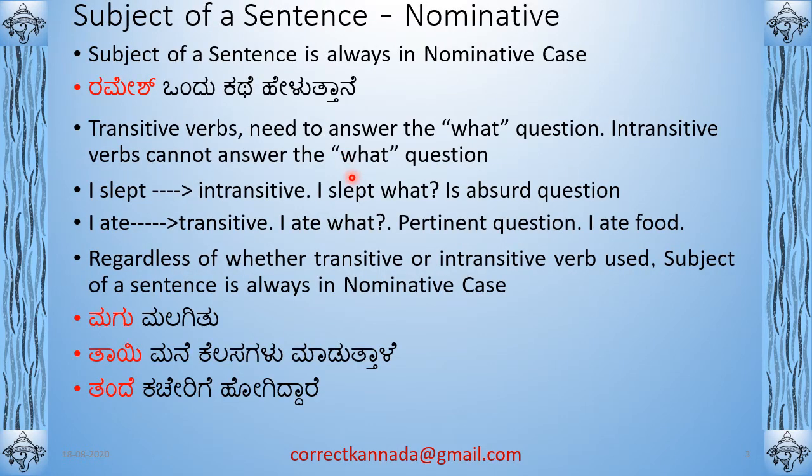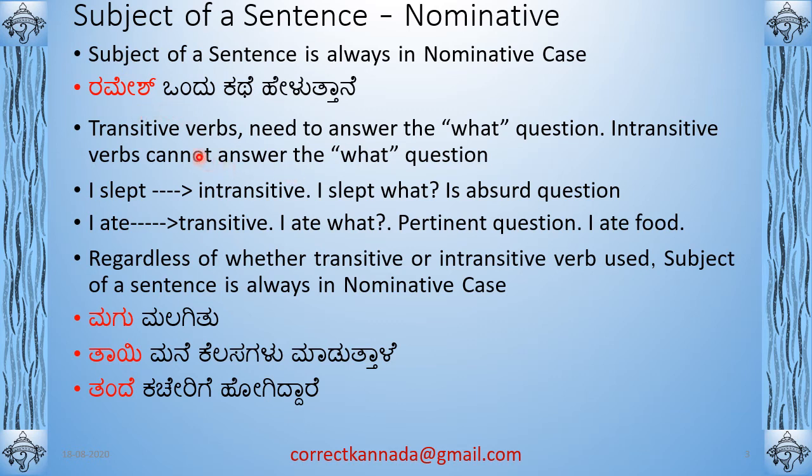First is the subject of a sentence. The subject of a sentence is always in the nominative case, meaning typically the subject is a noun, and that noun is always in the nominative case, the Prathama Vibhakti. Example: Ramesh Ondu Kate Heluttane. Ramesh is telling a story. Here Ramesh doesn't have any Vibhakti suffix at all, and therefore this is Prathama Vibhakti, and Ramesh is the subject of the sentence.